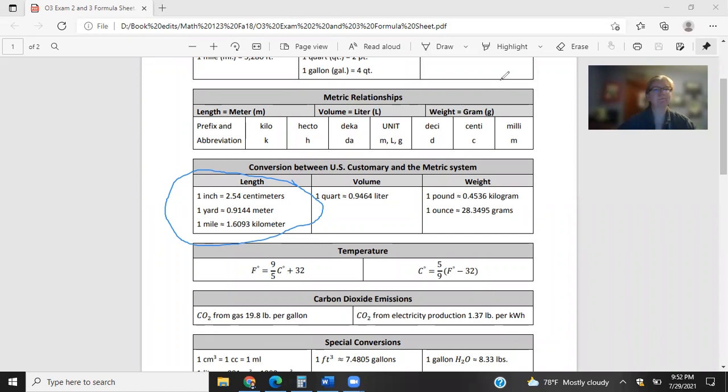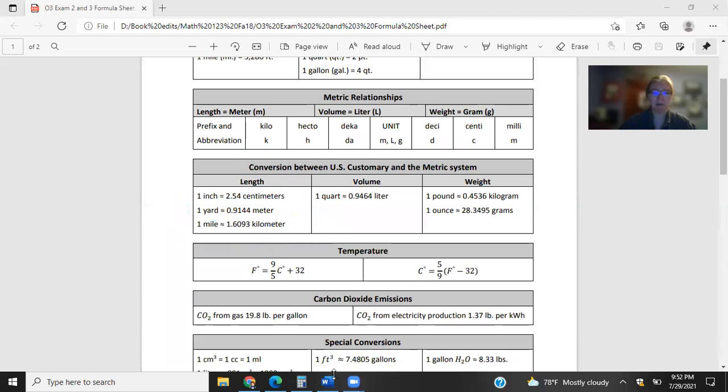But when I look, I don't have feet and meters. I do have this handy piece of information. A yard is very similar to a meter. So if you've ever seen a yardstick or a meter stick or both, really are almost the same thing. They're pretty close. But I don't have a conversion for feet. So this is going to be a two-stepper. Again, there's a variety of ways that you could get the answer.